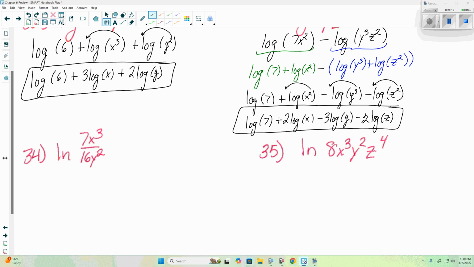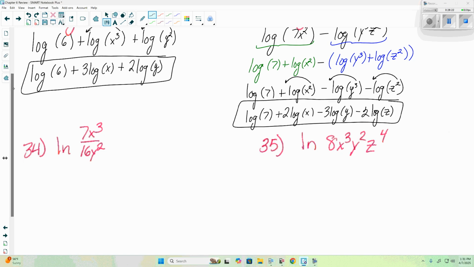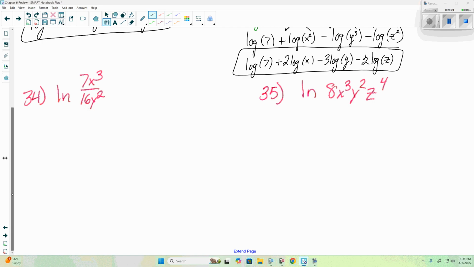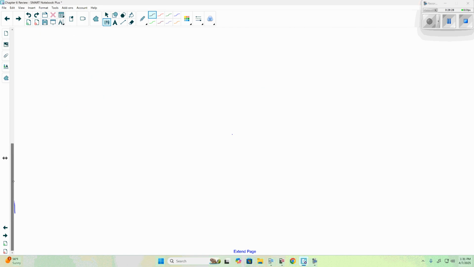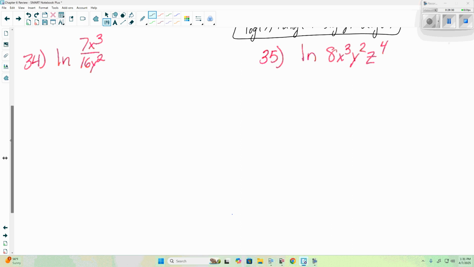Questions on this so far? We ready for 34? And 35. Even though they're natural logs, they're going to work the exact same way as logs. Natural logs and logs are the same thing.